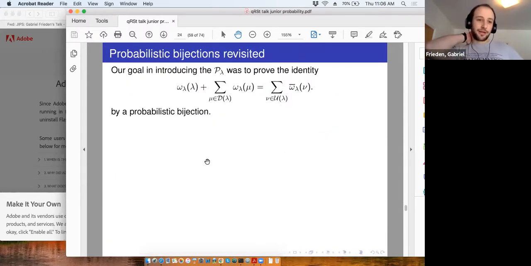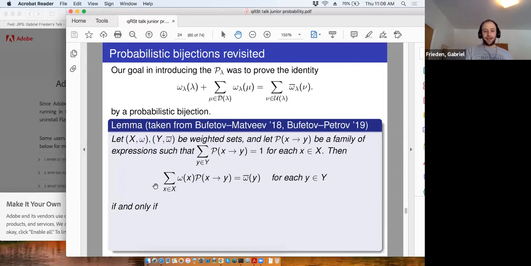Okay, so I want to explain where we came up with these probabilities, especially given that we don't have a nice procedure like the hook walk for the bumping ones. So our goal was to prove this identity, and we wanted to find a probabilistic bijection. So we used this lemma, which I learned of from a talk by Leonid at the JMM last year.